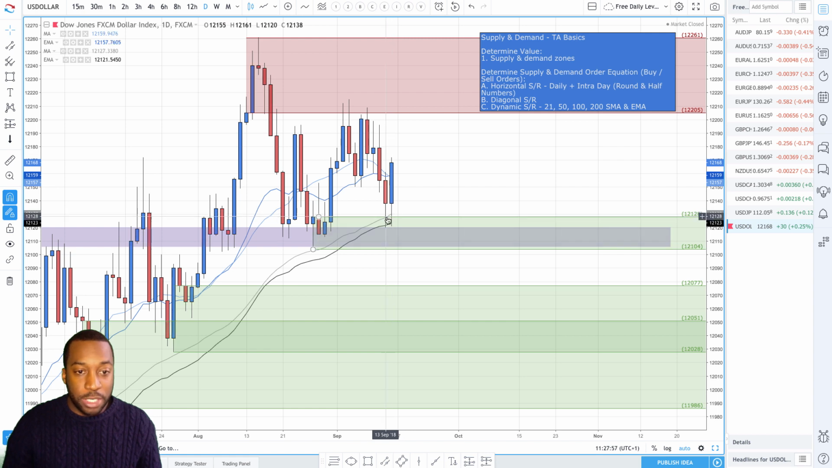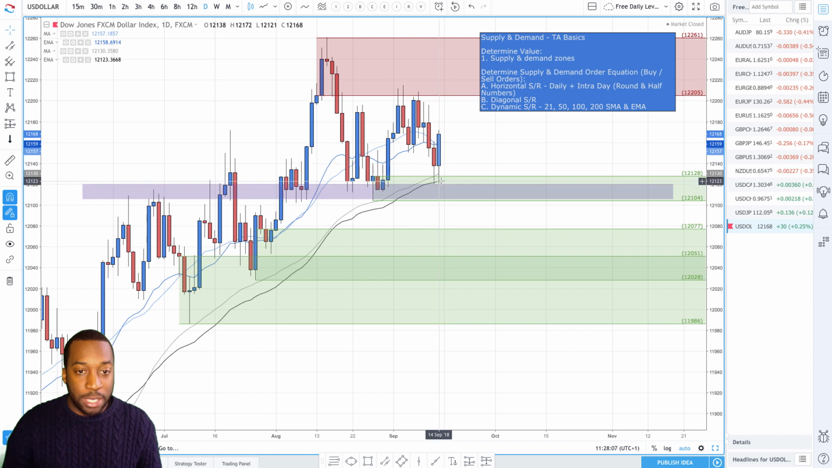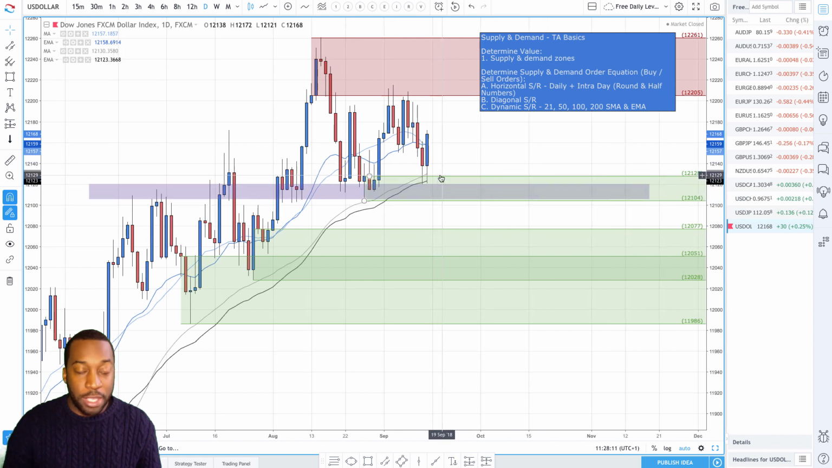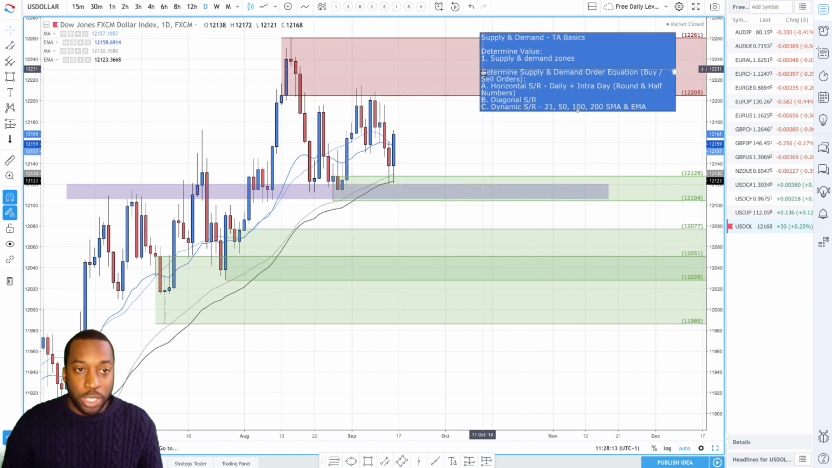We had, obviously, within that demand zone, and we had dynamic support from the 50 coming into that area at the moment, right? So seeing this, prices came down here. Obviously this week you would be looking for buy trades if you're looking to buy, and we do the same thing if we're looking to sell.